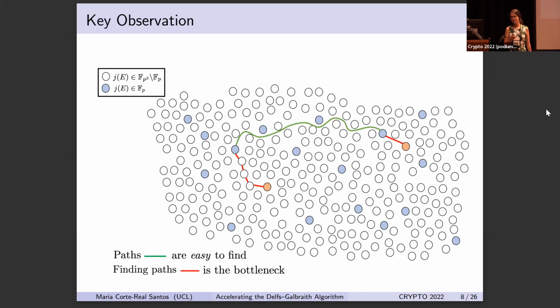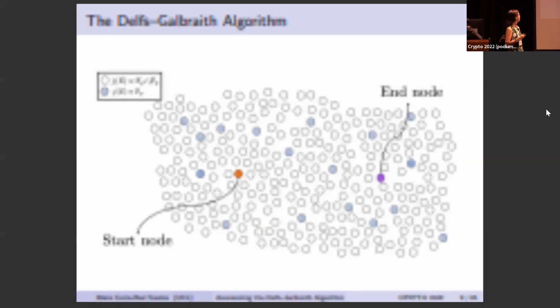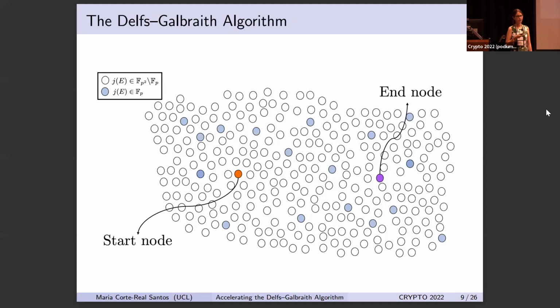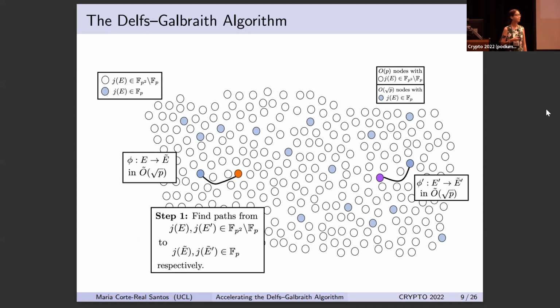So Delfs and Galbraith used this to develop their algorithm, where they have a start and end node, and these are the elliptic curves you want to find an isogeny between. The first step is to find a path from your start node to a node defined over FP. And then you do the same for your end node. And because of the proportion of nodes defined over FP squared and the proportion of nodes defined over FP, you can expect to do this in order of the square root of P bit operations.